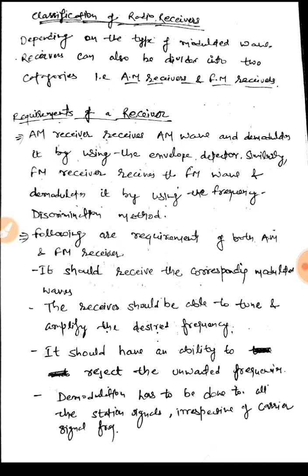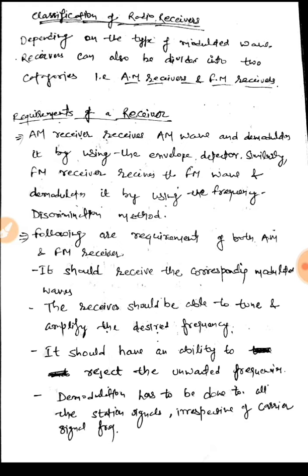An AM receiver receives the AM wave and demodulates it by using the envelope detector. Similarly, in an FM receiver, the FM wave is received and demodulated by using the frequency discrimination method, which we have already learned in the previous sections.